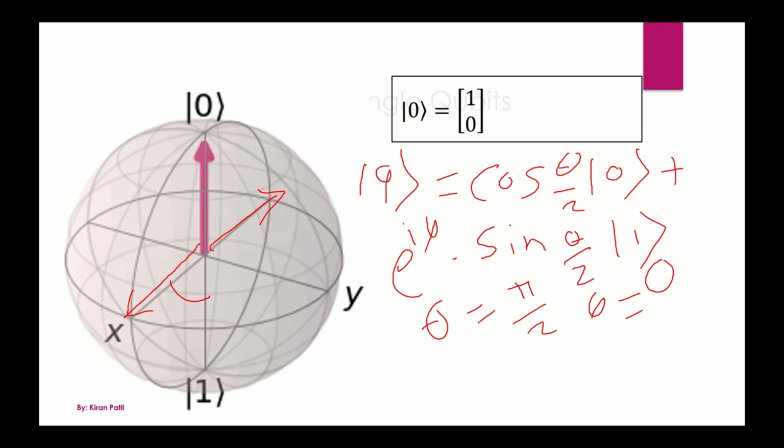If you put the values of theta and phi over here, we will get cos pi by 4 |0> plus e raised to i into 0, so i into 0 is 0, into sine pi by 4 |1>.